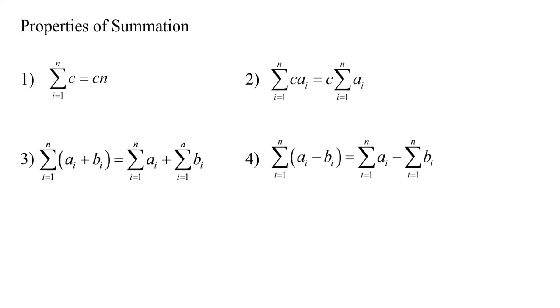A couple of properties of summation, and I will do a couple of these. If you have a sum of just a constant, then all you have to do is multiply that constant times the upper bound. If you have a constant times all of your terms, you can factor out that constant and put it in front of the sum. And then if you have the sum of two different equations, you can find the sum of the first equation plus the sum of the second equation separately, and just add those results, and the same thing for difference.